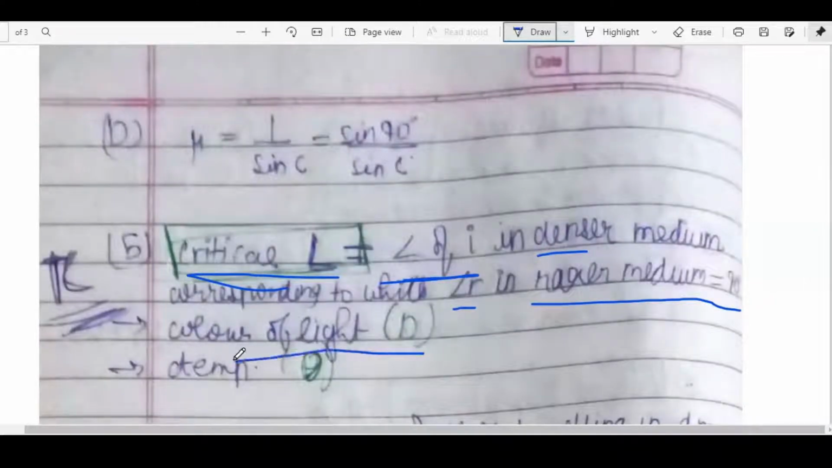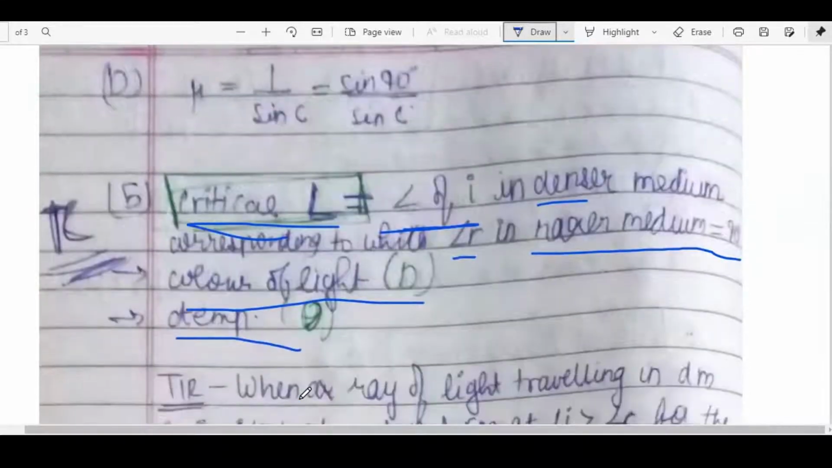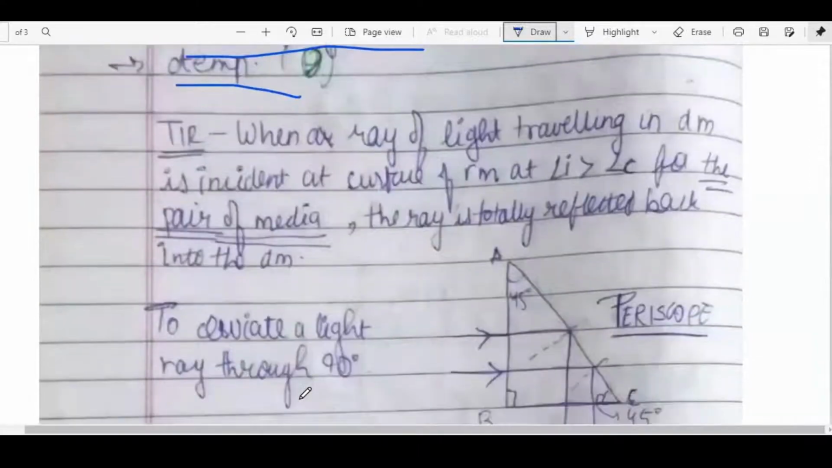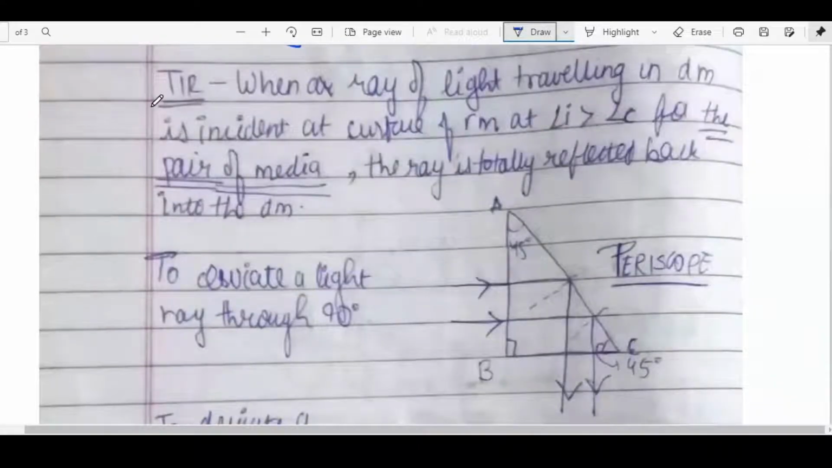Color of light is directly proportional to the critical angle and temperature is directly proportional to the critical angle. Directly proportional means that if the color of light is more, then the critical angle will also be more for that light. It doesn't mean the color of light itself; it means the wavelength of the light or the refractive index of the light.